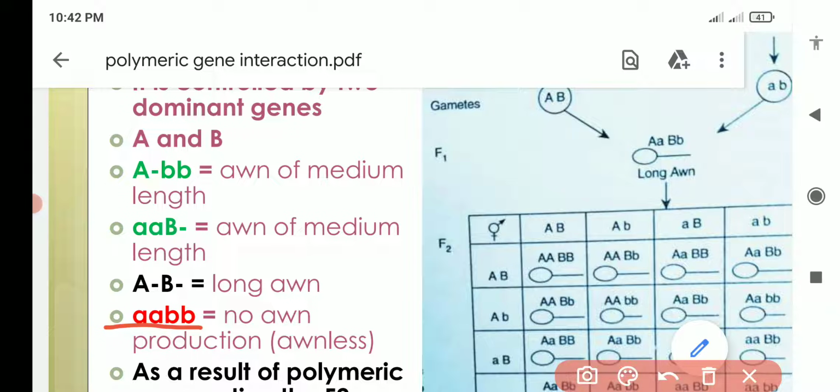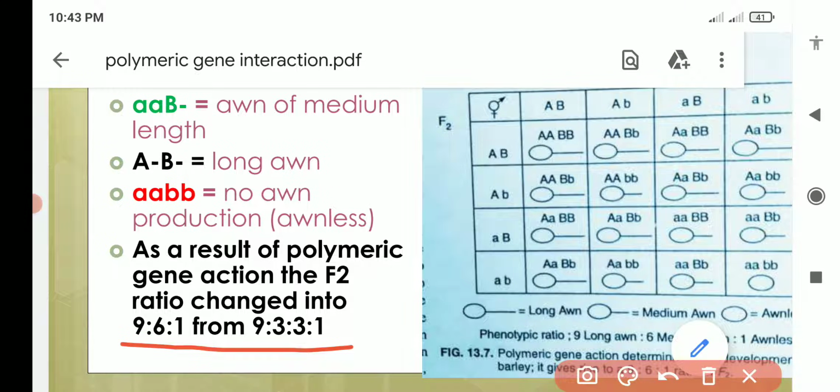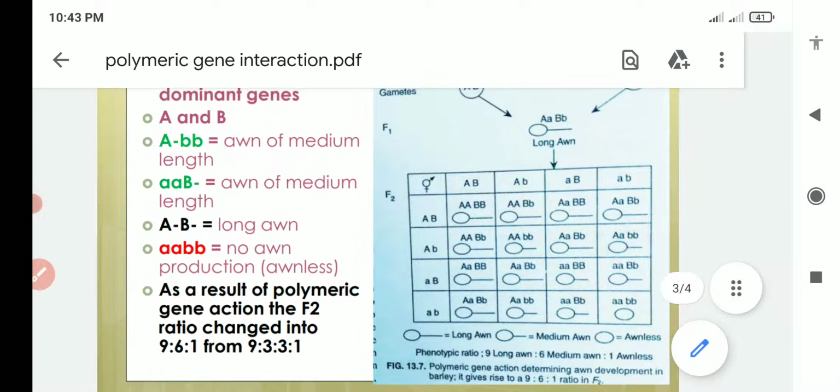Small a, small b, because either capital A or capital B should be present for awn production. So here no awn production will be there, and the resulting plant is called an awnless plant. As a result of this polymeric gene interaction, the F2 ratio will change into 9:6:1 from 9:3:3:1. How this ratio changes, we will see in this example of awn length.